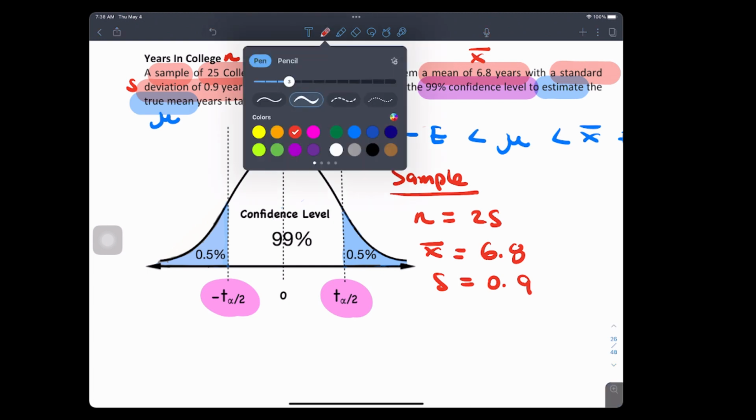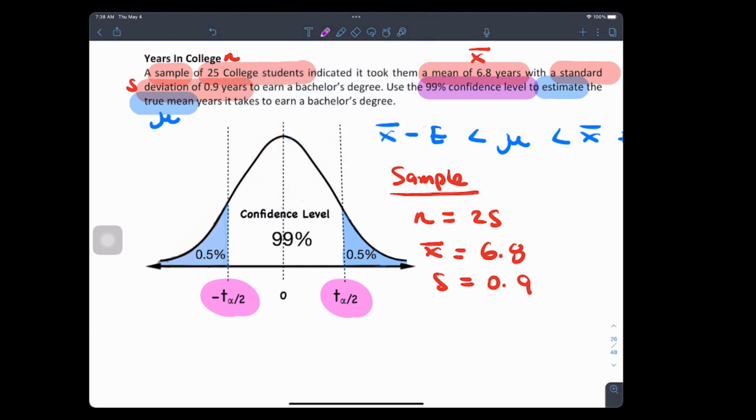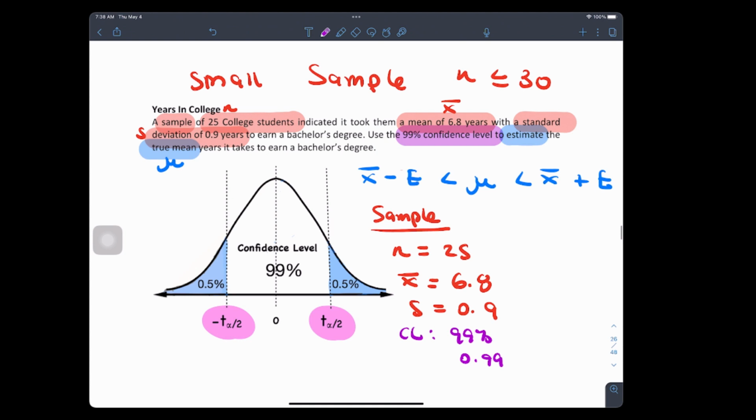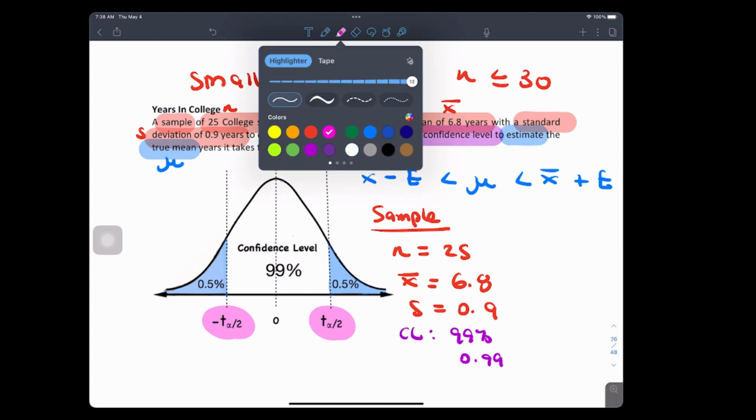And what kind of confidence level do they want us to have now? What do they say? The 99% confidence level. Is that right? You guys with me on this? So this is what you use for a small sample. We're going to use all of this information. You guys okay with this?